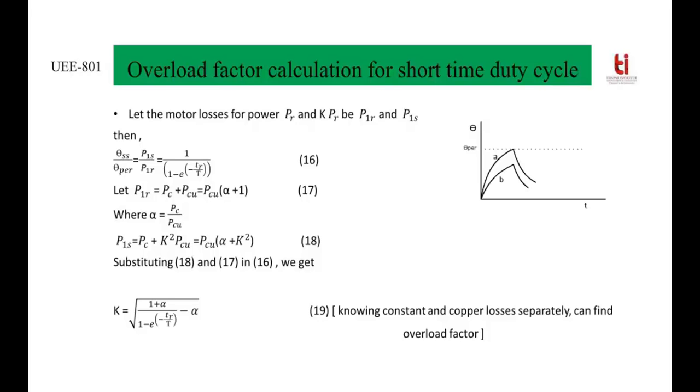Now putting this equation 18 and 17 in equation number 16, we will get the value of this overloading factor K. And K is equal to the square root of 1 plus alpha divided by 1 minus e to the minus TR by tau, minus alpha. So knowing these values alpha, TR, tau, we can easily find how much will be our overloading factor. In case we are using a machine initially developed for continuous duty operation and now we are using it for short time duty operation with on period TR.